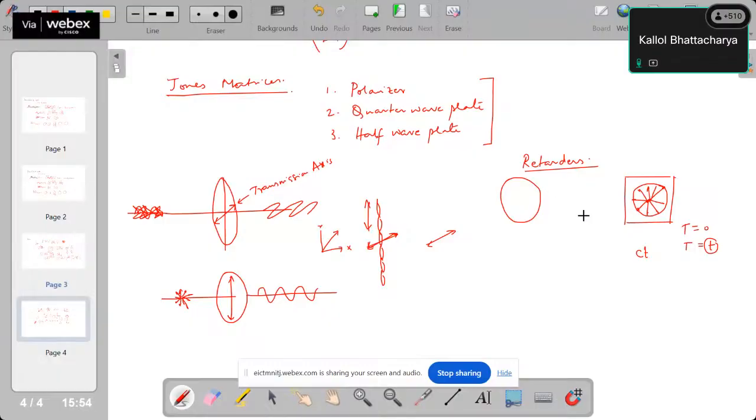Well, what happens in a birefringent medium? In a birefringent medium, there are two directions. One is called the fast axis, the other is called the slow axis.